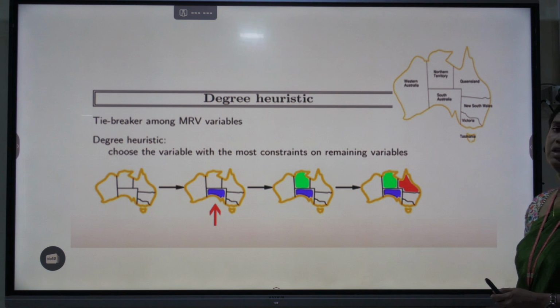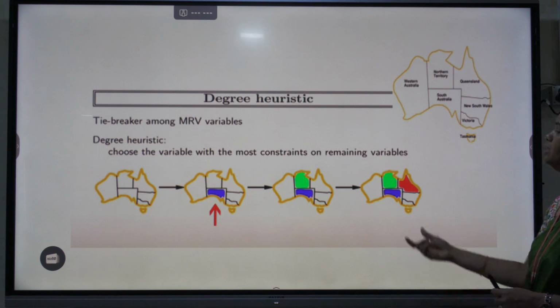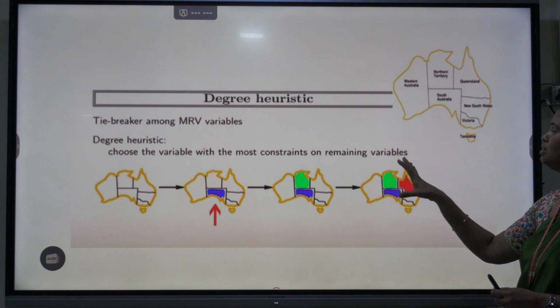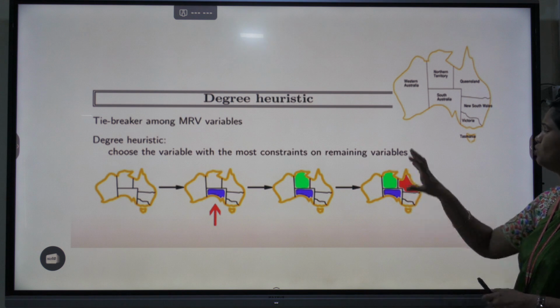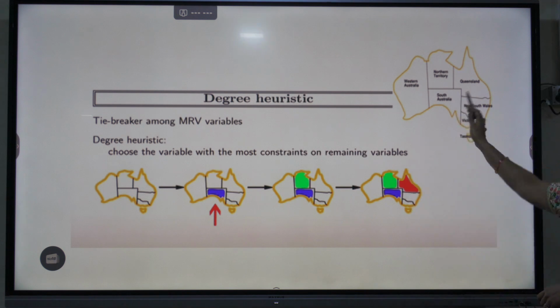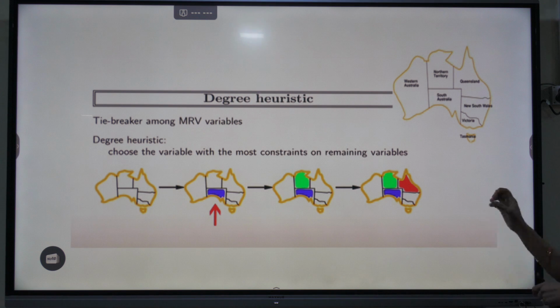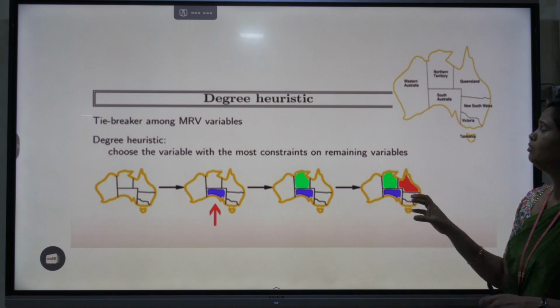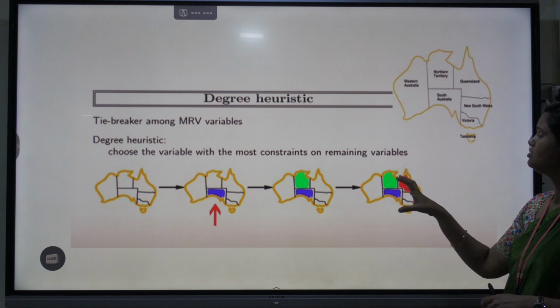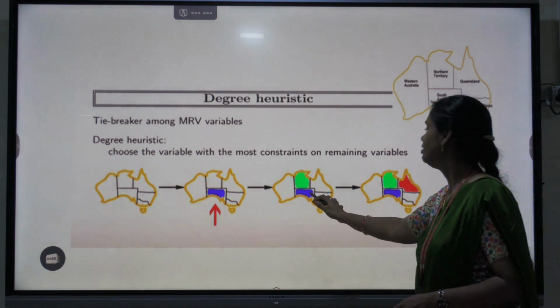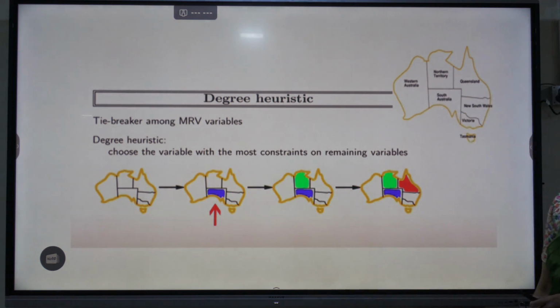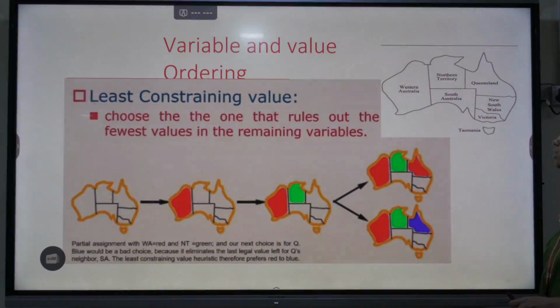And next is the degree heuristic. What is the degree heuristic? It is about choosing the variable that is most constraining on the remaining variables. Which is the most constrained among these? We know that South Australia is the most constrained. So you choose South Australia to be filled first, and then you can fill the rest of the adjacent ones. This is called the degree heuristic. We know what a heuristic value is.